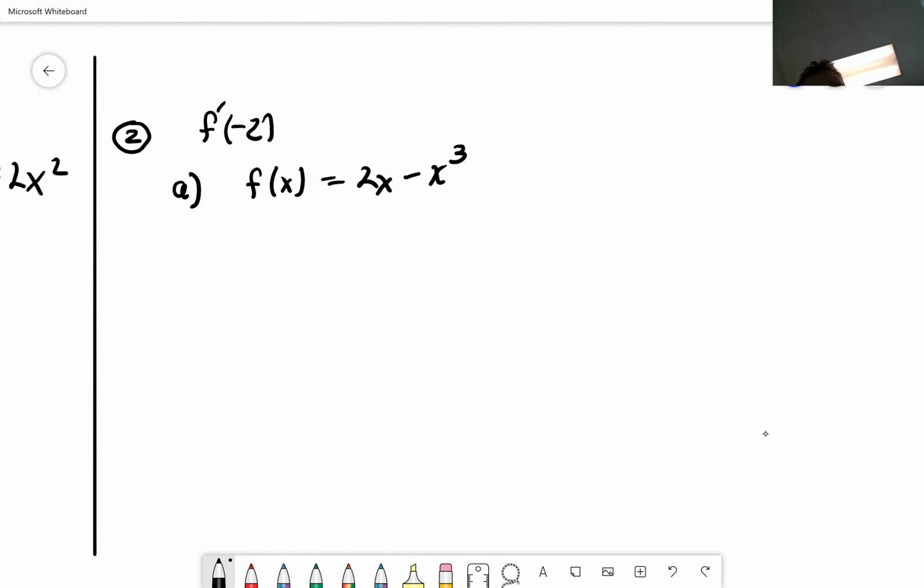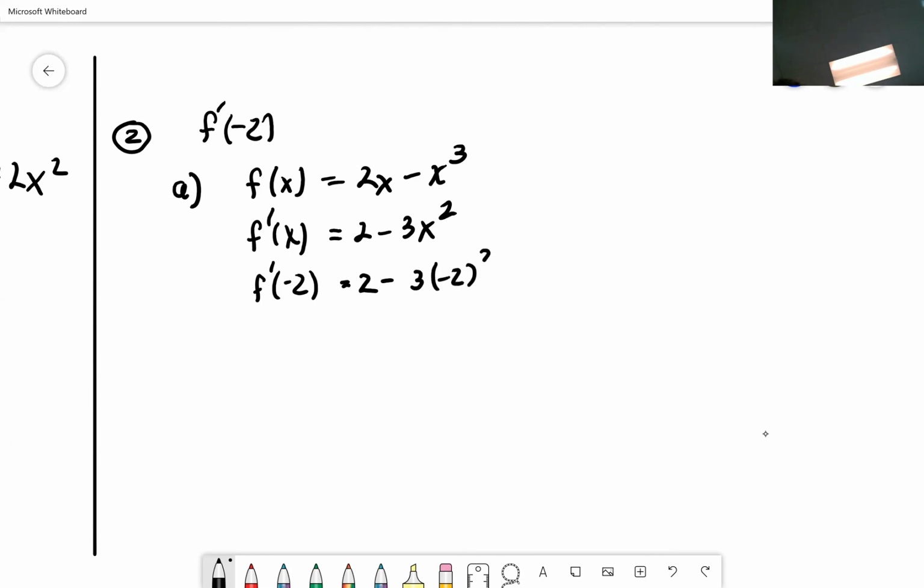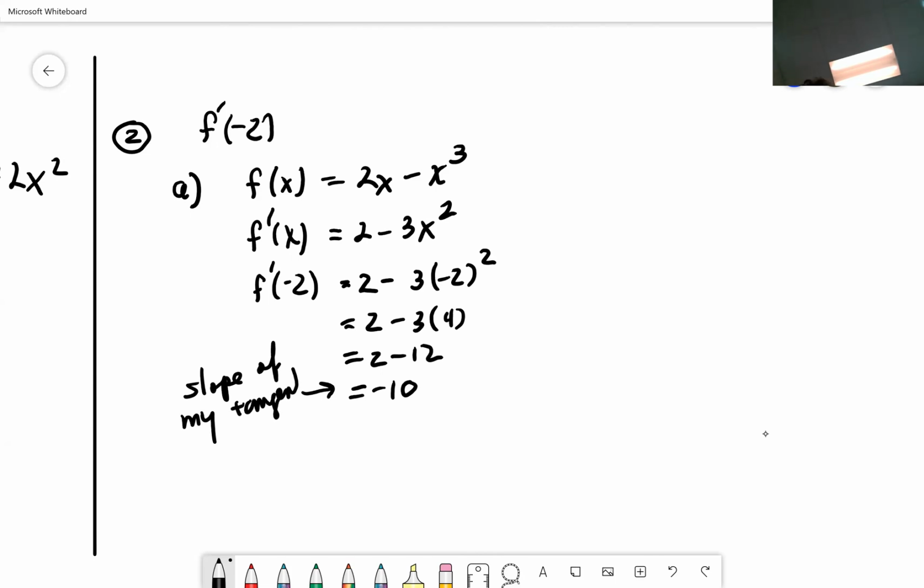Can you believe that? So then you just do f prime of x equals 2 minus 3x squared. You can see, right? And then you just go, well, what's f prime of -2? It equals 2 minus 3 times -2 squared. So that's 2 minus 3 times 4, which is 2 minus 12, which is -10. And remember that this essentially is the slope of my tangent line at -2 for my original function.